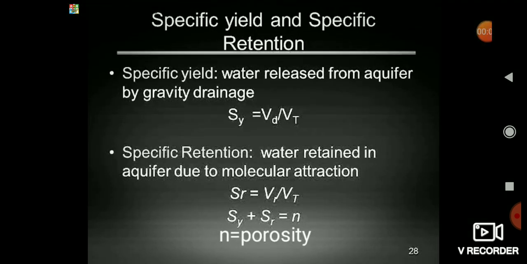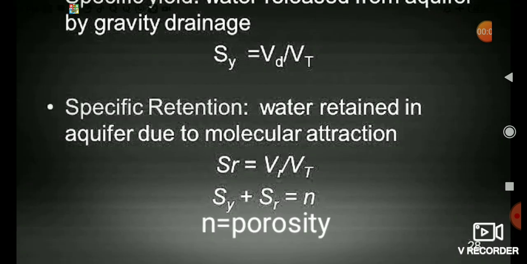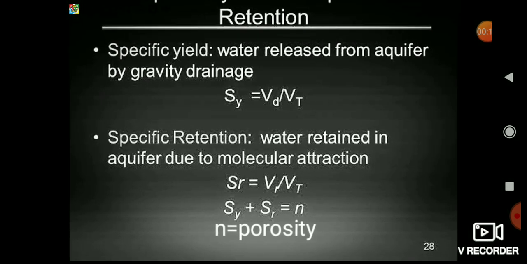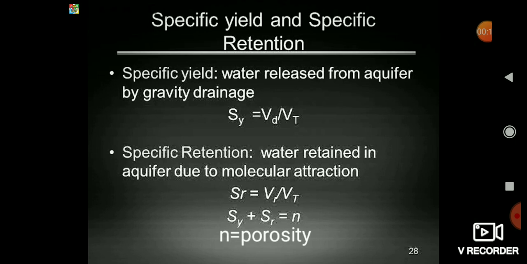The second one is specific retention, that is water retained in the aquifer. And friends, you see here that the relation between specific retention and specific yield is Sy plus Sr is equal to n.